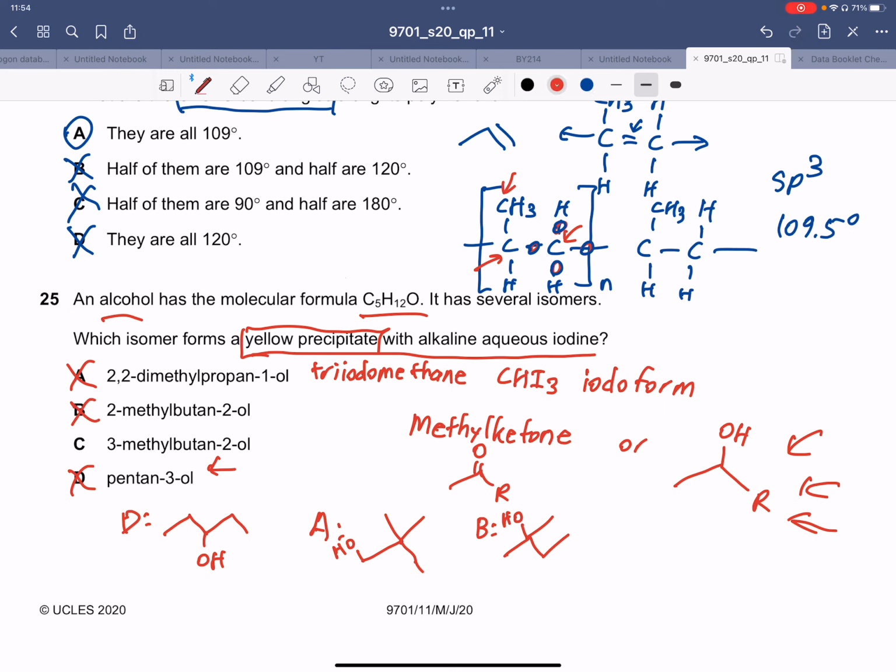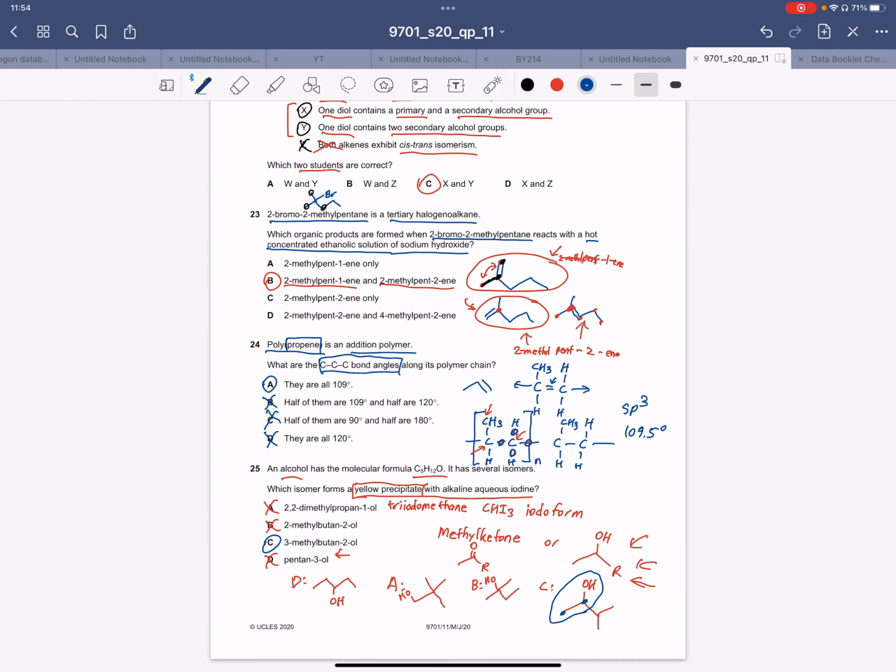So that leaves us with answer choice C. And what that would look like is 3-methylbutan-2-ol. Okay, so butanol looks like that. Butan-2-ol would be the OH. Okay, that looks a bit promising. And 3-methyl would look like that. And that indeed has the group we're looking for, which is this right there, the CH3, which is right here, and then the COH, which is right there. So answer choice C is our answer for this question.